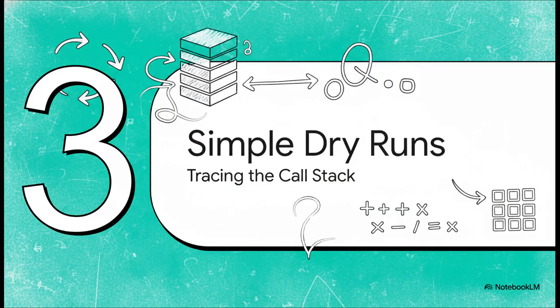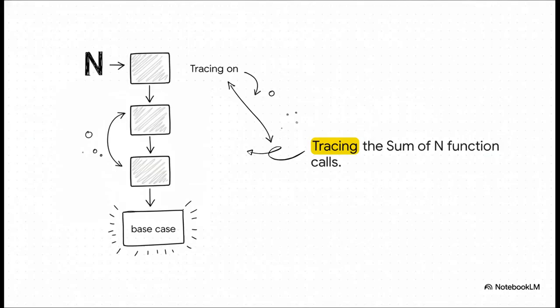Next up, section 3, tracing simple dry runs and tracing the call stack. Let's actually visualize this by finding the sum of the first n natural numbers. When we pass n into our function, the main logic tells us the answer is n plus the sum of n minus 1. Now, because the code encounters a brand new function call, it actually has to pause the current calculation and open a completely new frame in memory. These calls physically stack up until n equals 0. And hey, that 0 is our base case.